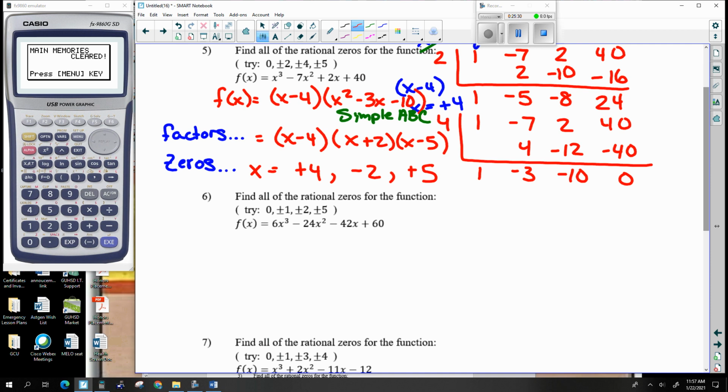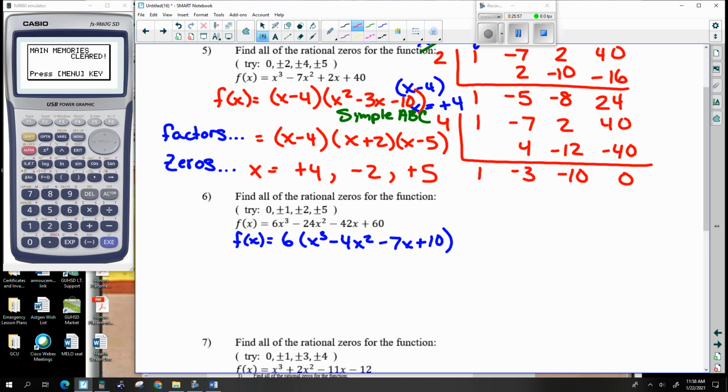All right, trying to make this a little bit more difficult than what it has to be. What I see is that there's a GCF in this next problem, so I can take a 6 out. Doesn't get you any zeros. There's no x's on that 6, so you're not going to get any zeros, but the numbers are a little bit easier.